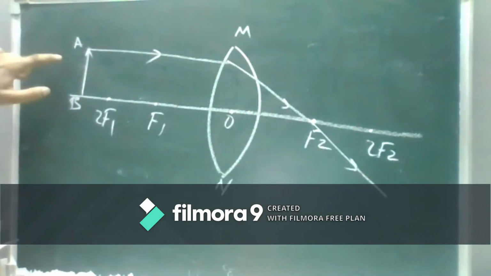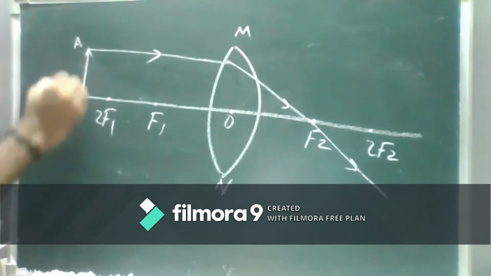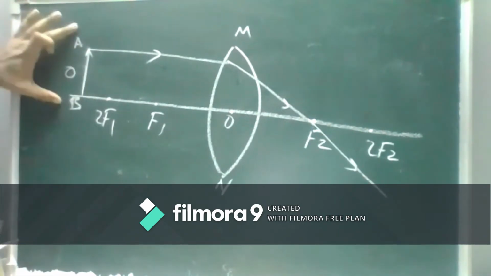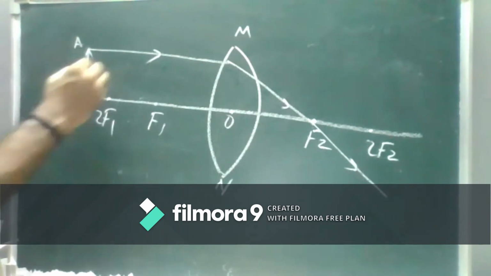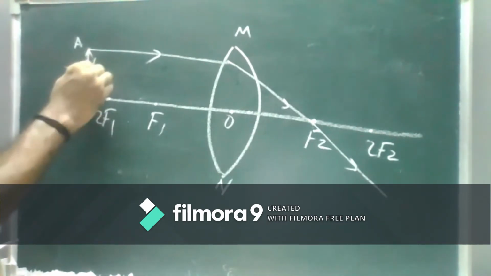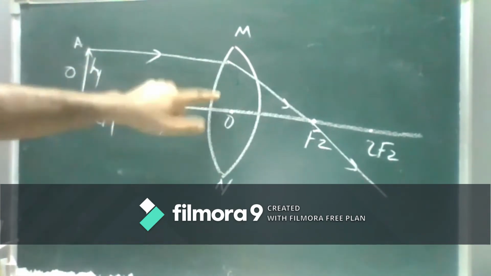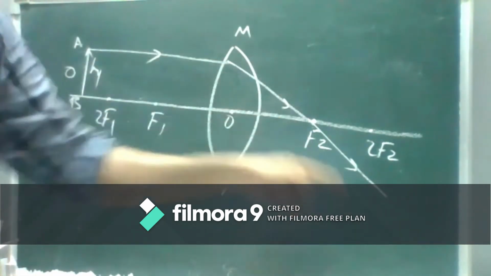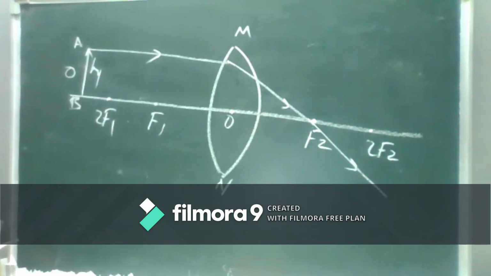So, first ray diagram for this object, which is AB. Its height I'm taking as h1. The ray is passing parallel to the principal axis. When it passes through the lens, it bends and meets at F2. So it is your focus, because it is your converging lens.